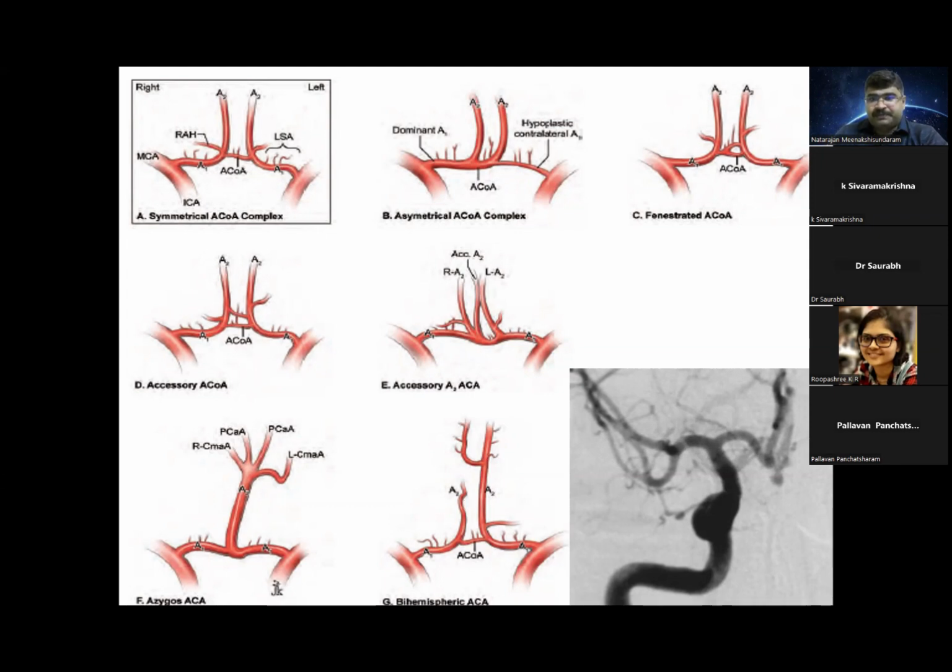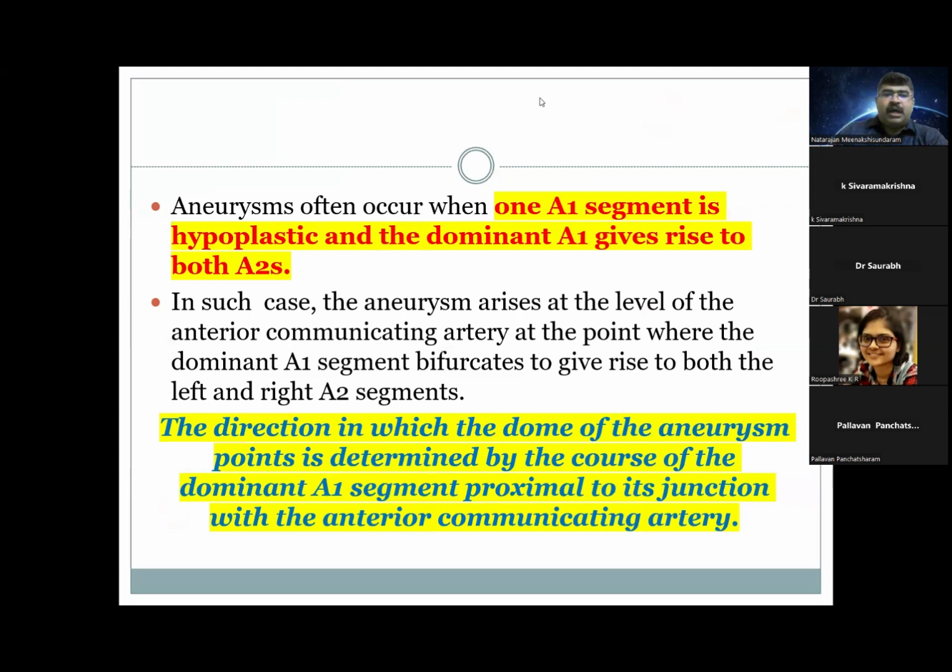Aneurysms often occur when one A1 segment is hypoplastic and the dominant A1 gives rise to both A2s. In such a case, the aneurysm arises at the level of the anterior communicating artery at the point where the dominant A1 segment bifurcates to give rise to both the right and left A2 segments. The direction in which the dome of the aneurysm points is determined by the course of the dominant A1 segment proximal to its junction with the anterior communicating artery.